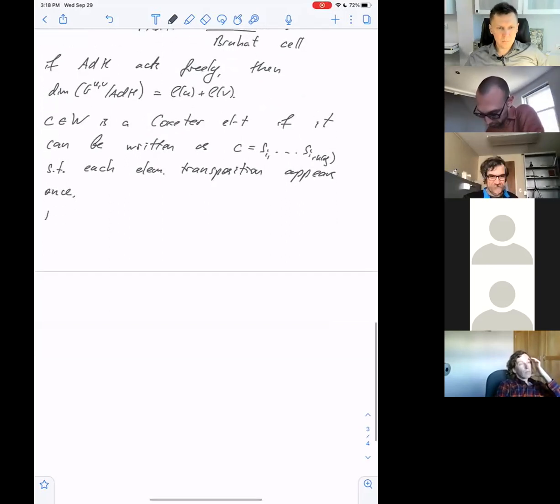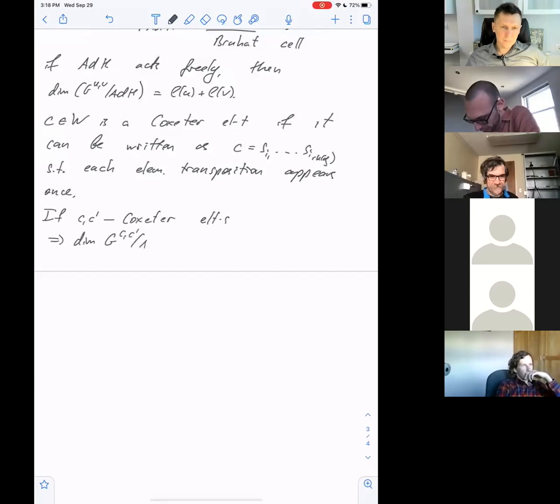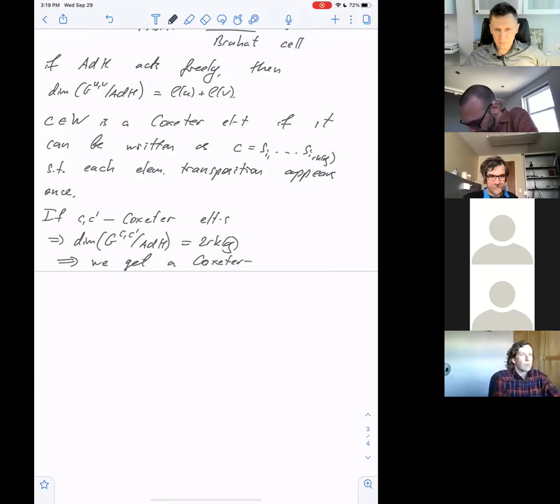Now, if c and c' are a pair of Coxeter elements, then the dimension of this reduced double Bruhat cell G^{c,c'} mod ad H is equal to the length of one plus the length of the other, which is just twice the rank of G, and we get an integrable system. This is what is called the Coxeter Toda integrable system.